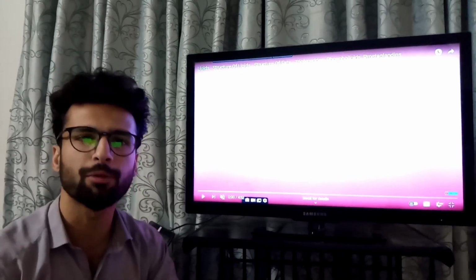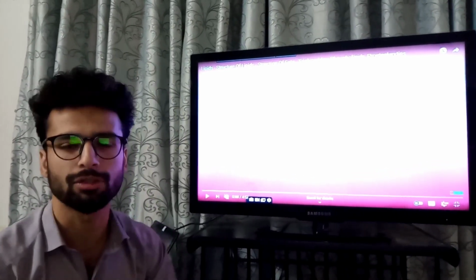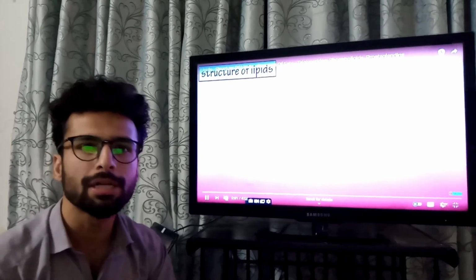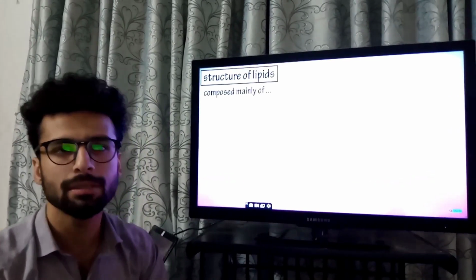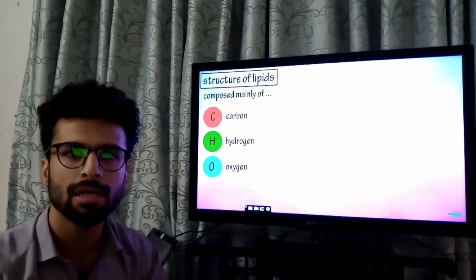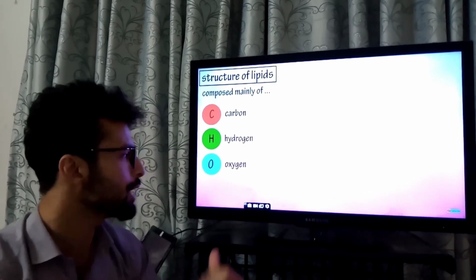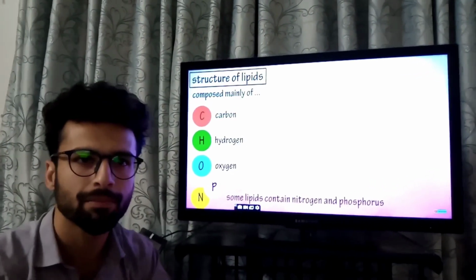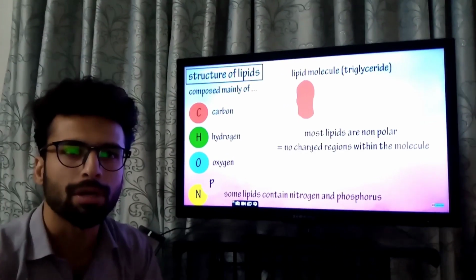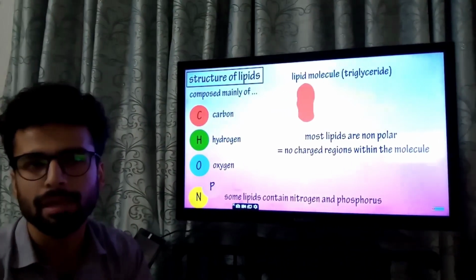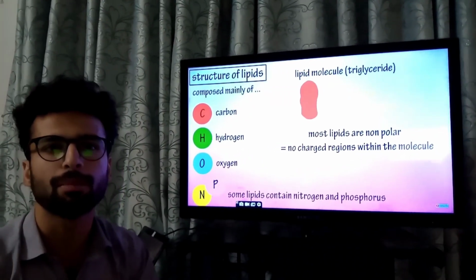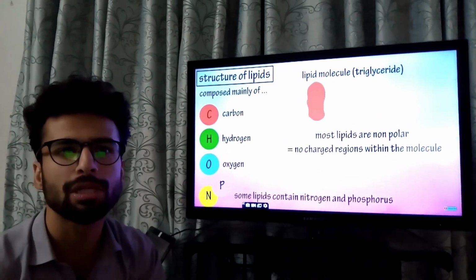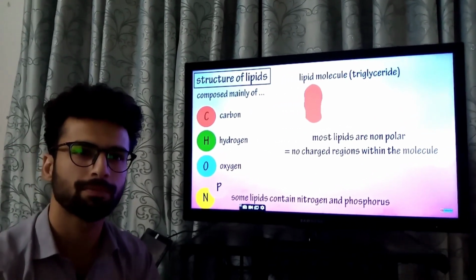The topic today I am going to cover is about lipids and their structure. Lipids or fats are mainly composed of carbon, hydrogen, oxygen. Some lipids contain other elements such as nitrogen and phosphorus as well. Lipids do not dissolve in water because they are non-polar, meaning that the electrons are shared equally in the molecule, so they have no partially charged region in the molecule.